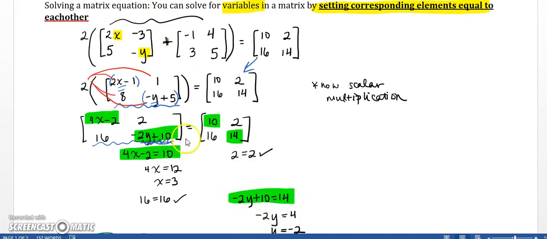And I know that I did this right because I end up with 2 equaling 2 on the top right and 16 equals 16 on the bottom left. So I end up getting x is 3 and y is negative 2. So take a second and make sure you're all caught up with that one there.